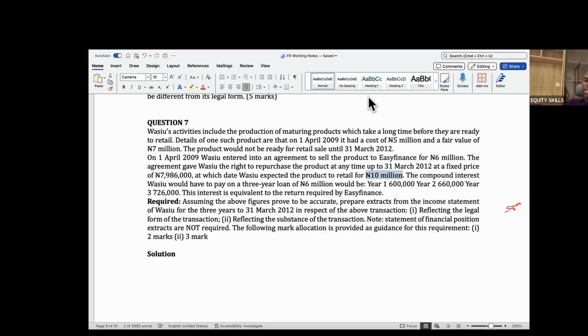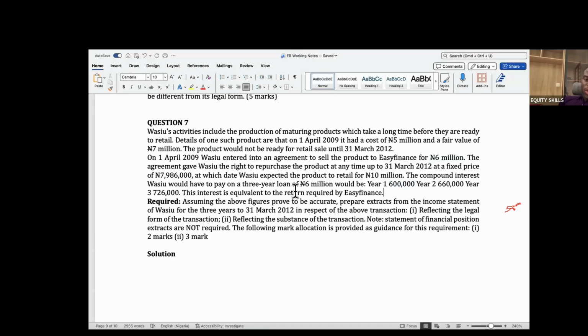And the compound interest you have to pay on the 3-year loan of 6 million is 1,660,720. Meaning that for the 6 million that Easy Finance actually gave him, if he had gone out to borrow the money somewhere else, he will be paying interest of 600 in year 1, 660 in year 2, 726 in year 3. And the interest is equivalent to the return required by Easy Finance.